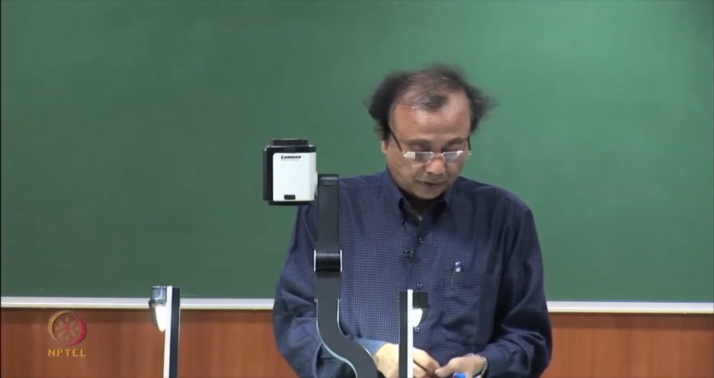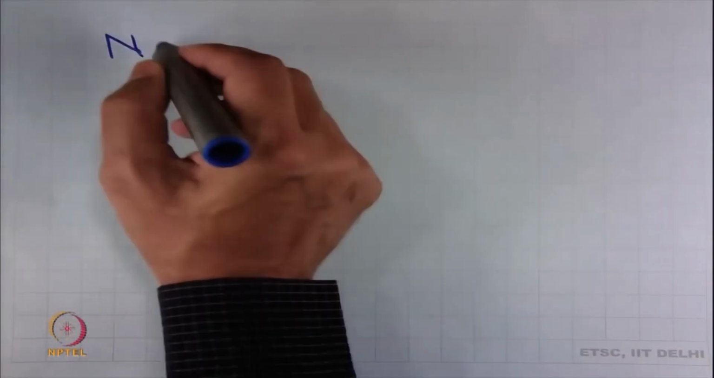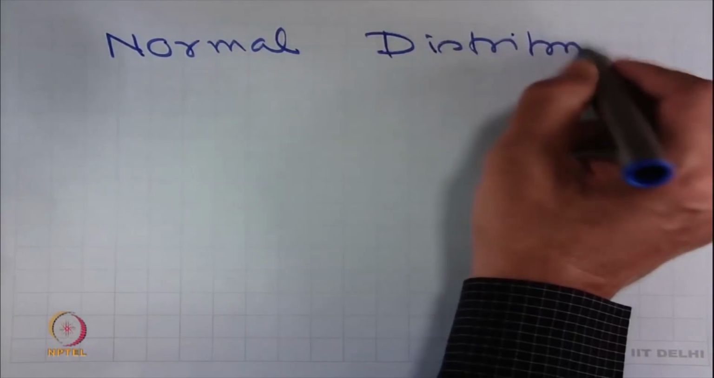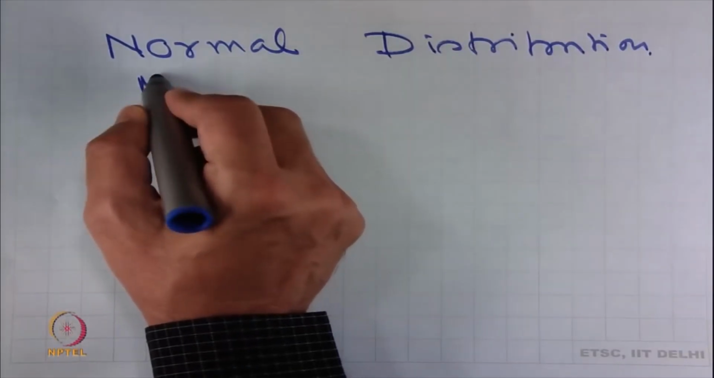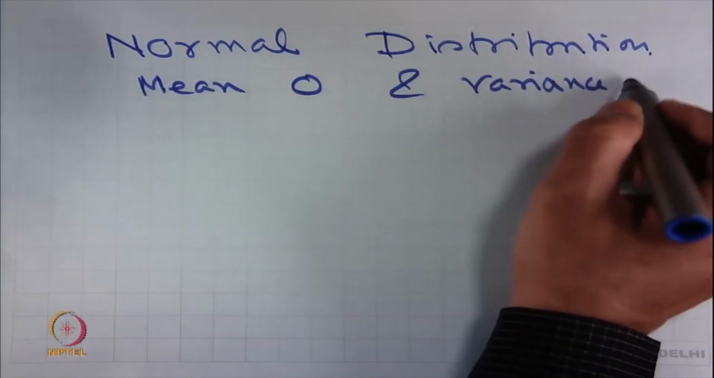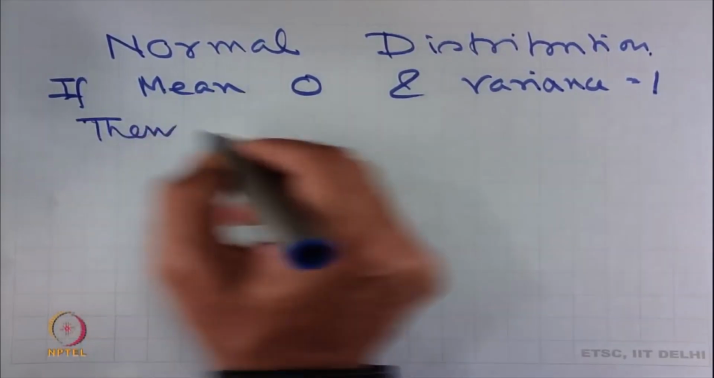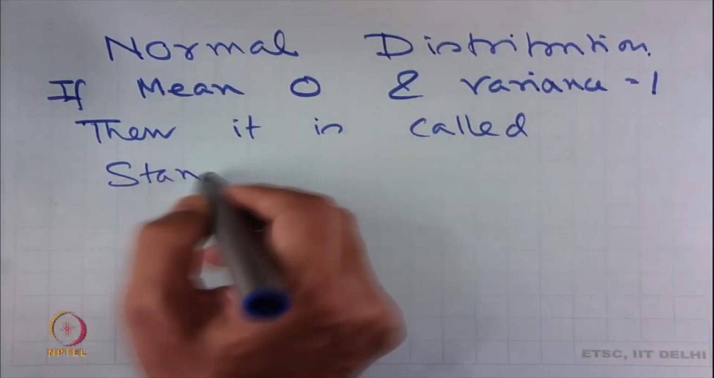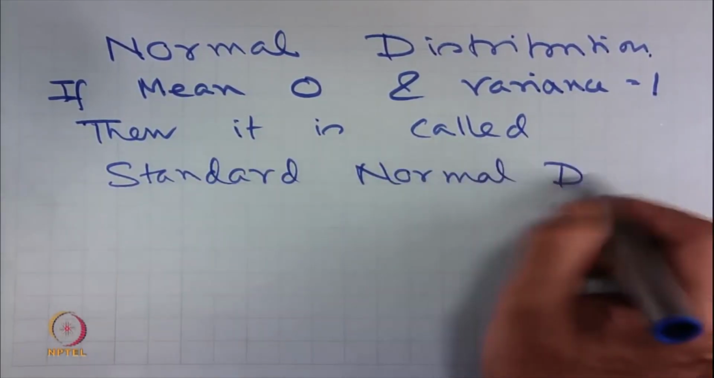The most well known continuous random variable is normal distribution. Typically, we have mean 0 and variance equal to 1, then it is called standard normal distribution.